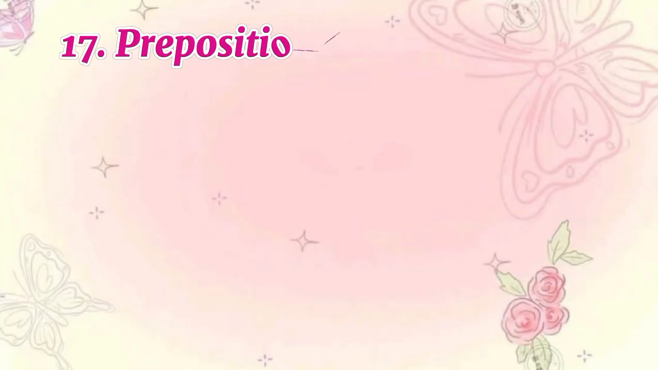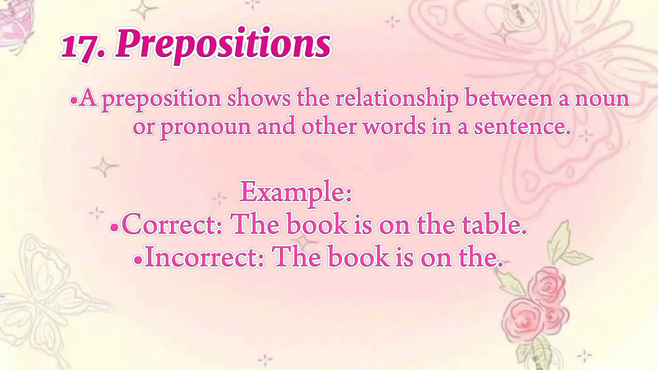The 17th rule is the preposition, meaning a preposition shows the relationship between a noun or pronoun and other words in a sentence. For example, the correct sentence is the book is on the table. The incorrect sentence is the book is on the table.